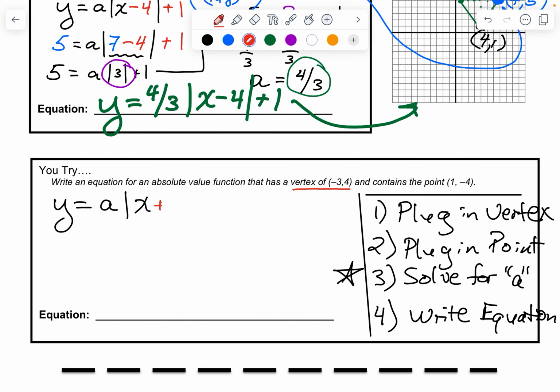Remember now, the number on the inside is the opposite, so if I shift it to the left, I actually do need to use a plus sign, +3. It's also going to be +4. Plug in the point. Remember, that gets plugged in for x and y. Make sure y goes in for y and x goes in for x.